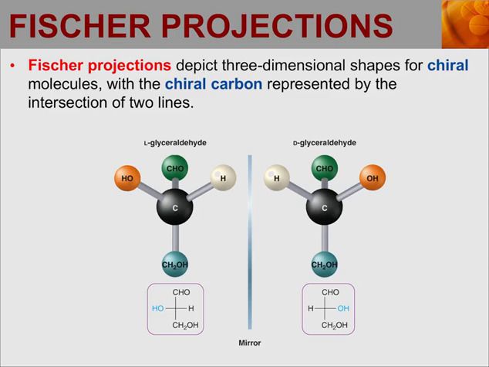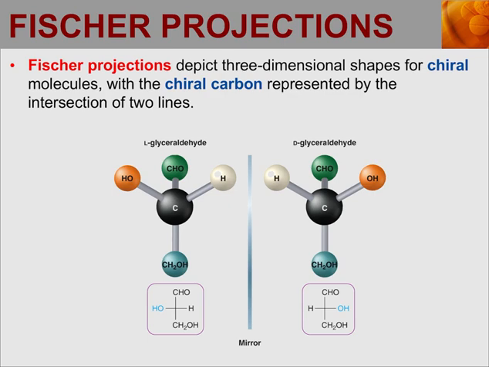Hello, in this video we're going to go over Fischer projections as well as the importance of those enantiomers we were talking about. So we've already looked at a few Fischer projections, but they depict three-dimensional shapes for chiral molecules in a two-dimensional way. So the chiral carbon will be represented by the intersection of two lines, a vertical line and a horizontal line. So down below we have L-glyceraldehyde on the left and D-glyceraldehyde on the right.